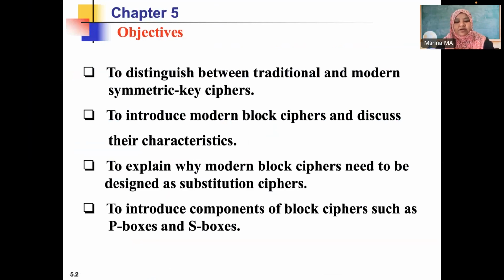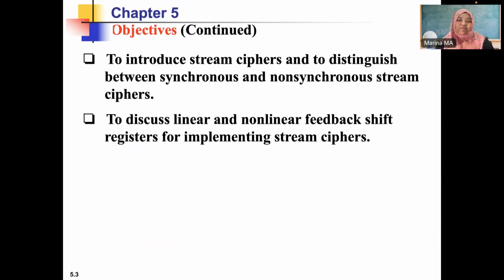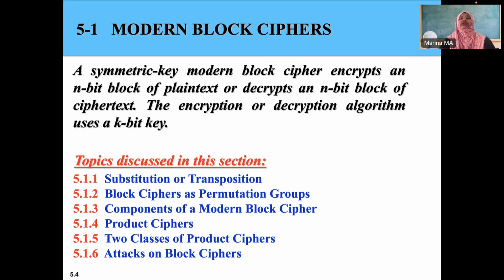After that, we look at the components of a block cipher: P-box, S-box, swap, XOR, and a few more. After we're done with the block cipher, we look at the stream cipher and distinguish between synchronous and non-synchronous. And finally, we look at the feedback shift register for implementing stream ciphers. So let's begin. A symmetric key modern block cipher encrypts an n-bit block of plaintext.